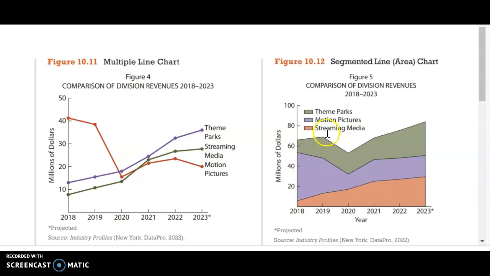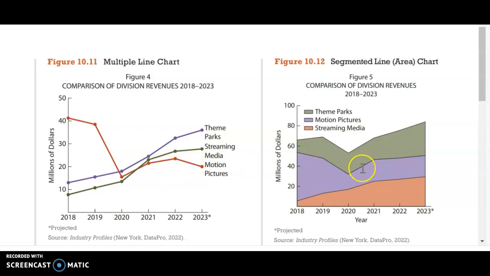Then the next one is motion pictures. So you would plot all your points for your streaming media and color under it. So it's basically just like this, but you're coloring under it. And then for motion pictures, it is up to 41. So you have to add 41 to this. So that'd be about almost 50.